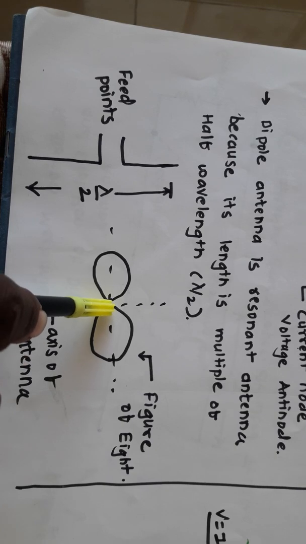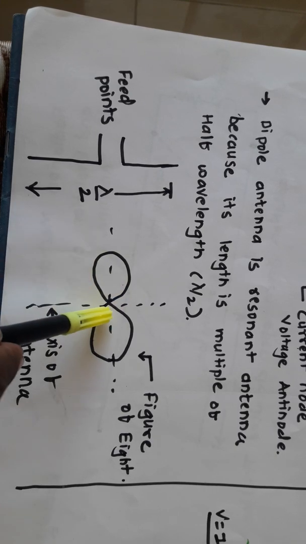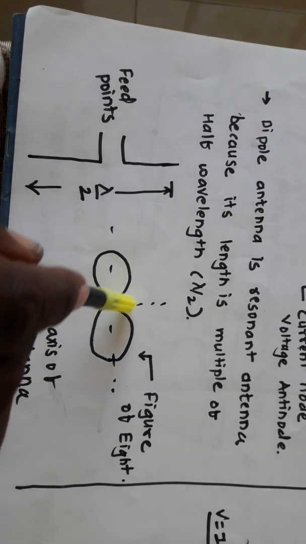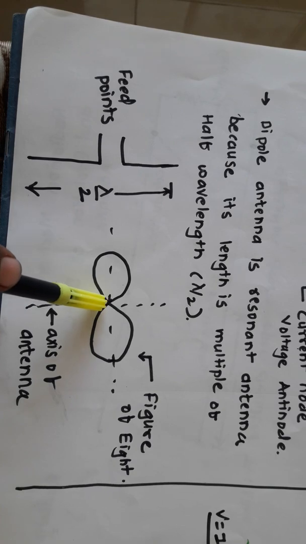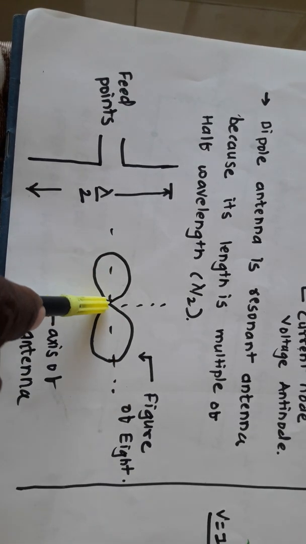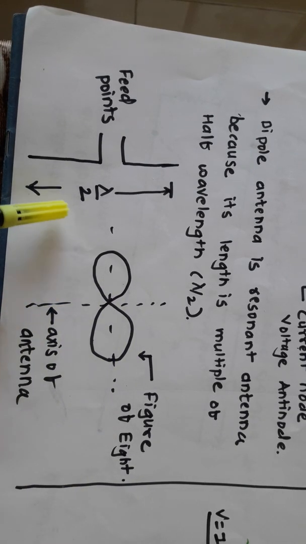At that time the antenna will radiate equally in both directions, in the forward direction and in the reverse direction, right? So whatever pattern is generated, it is a figure of 8. Exactly where we have placed this antenna, there is minimum radiation, but the radiation increases in the forward direction as well as the reverse direction. So the radiation pattern of a half wave dipole antenna is always a figure of 8.